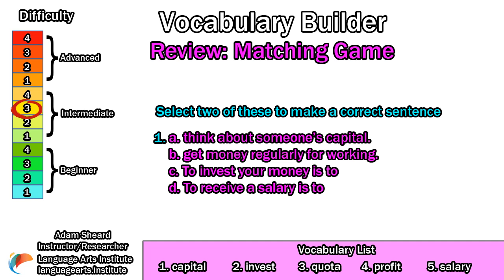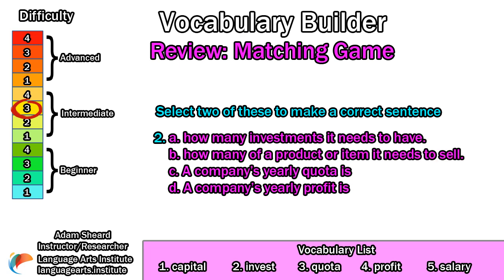All right, the answer for this one is B and D. So to receive a salary is to get money regularly for working. On to question 2. A, how many investments it needs to have. B, how many of a product or item it needs to sell. C, a company's yearly quota is, and D, a company's yearly profit is. Take a moment and think about it.